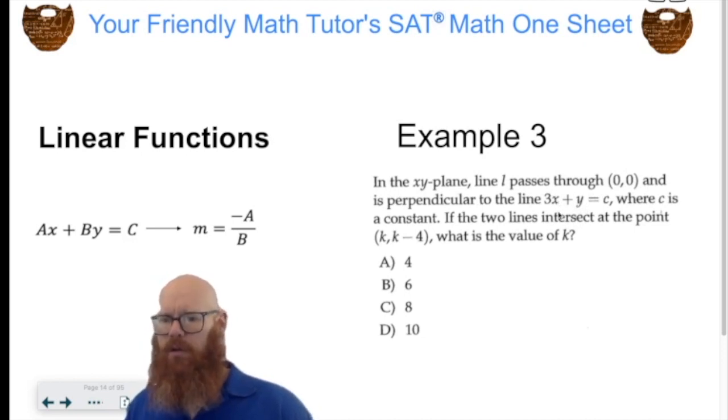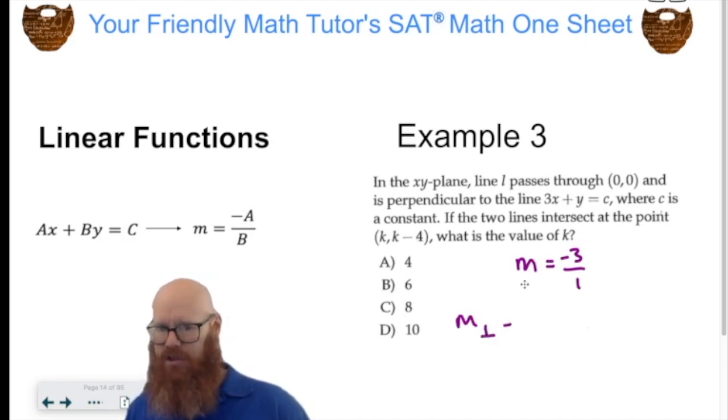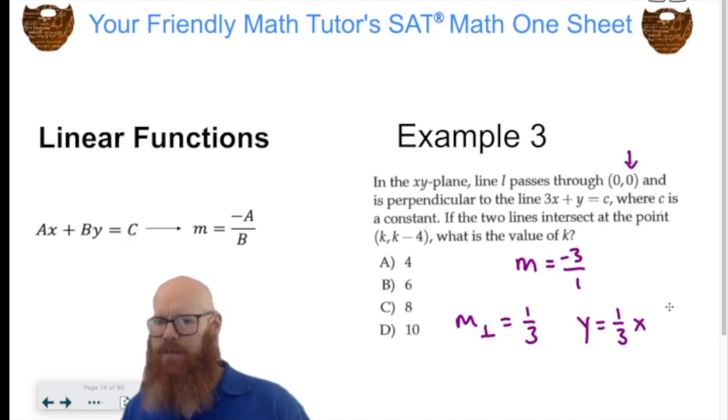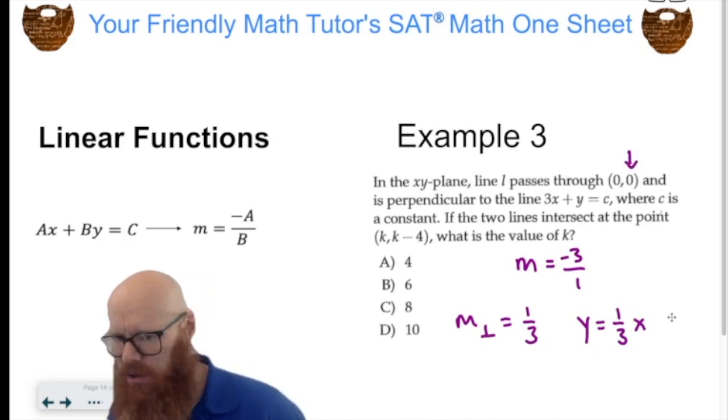Well, perpendicular to this line, I want to find the slope of that line. So the slope of this line is negative a over b. So that's negative 3 over 1. And then I want the slope of the line perpendicular to that, because it's perpendicular to it. So that is going to be 1 over 3. The slope of a perpendicular line is the negative reciprocal. And then I know the equation of the line is simply y equals 1/3 x, because its y-intercept is 0. So it's just 1/3 x plus 0.